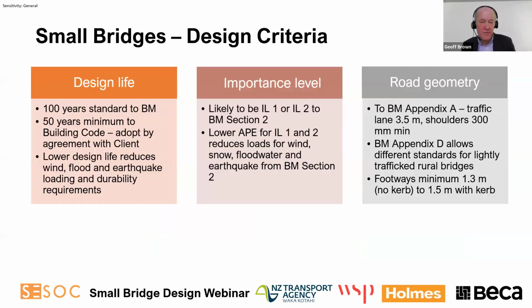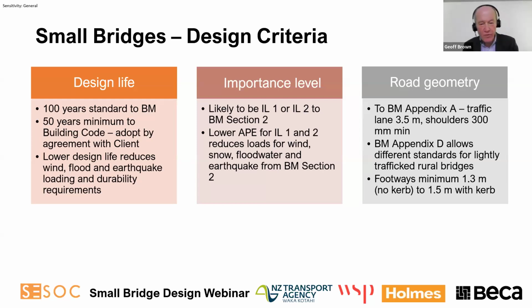So turning these into design criteria, thinking first about design life, 100 years is the standard life to the bridge manual. But under the building code, we can reduce that to 50 years, but often we would need to get our client's agreement to that. And a lower design life reduces the wind load, the flood loading, the earthquake loading, and durability requirements as well.